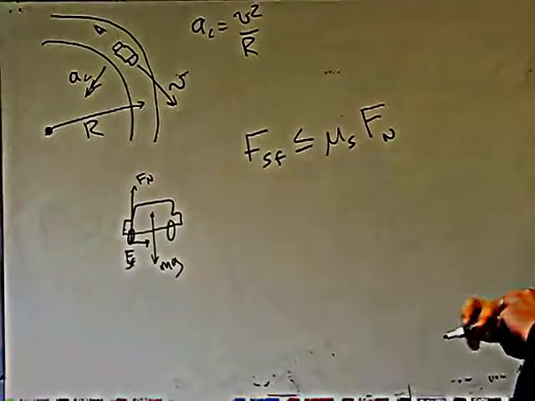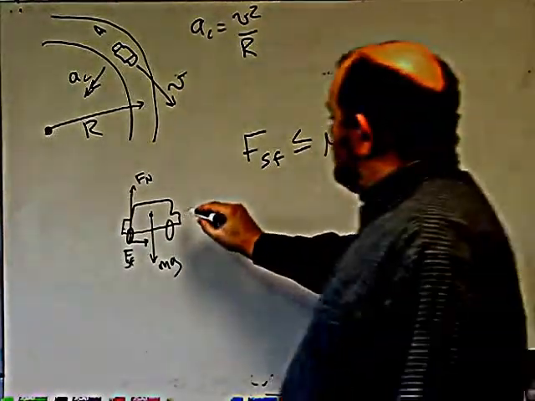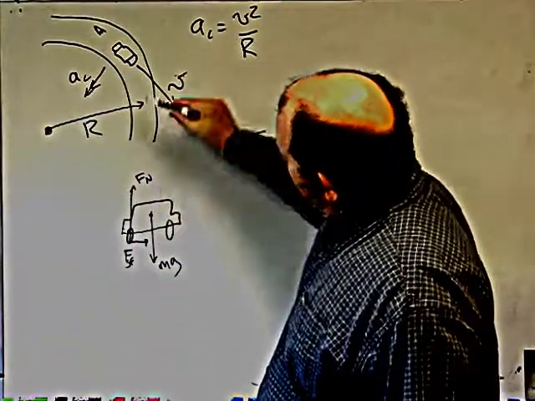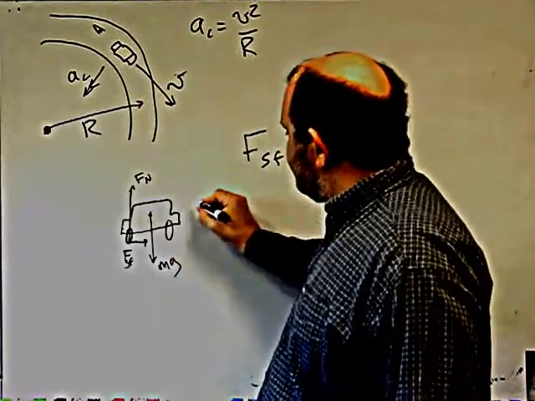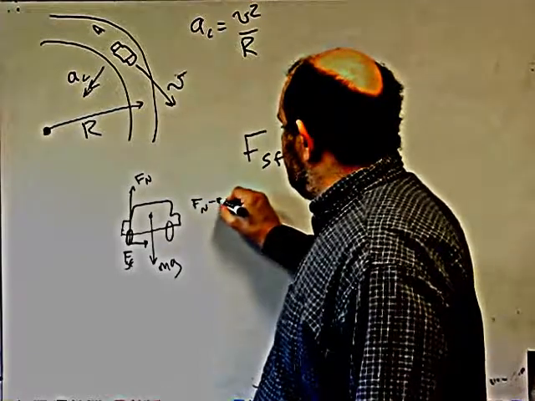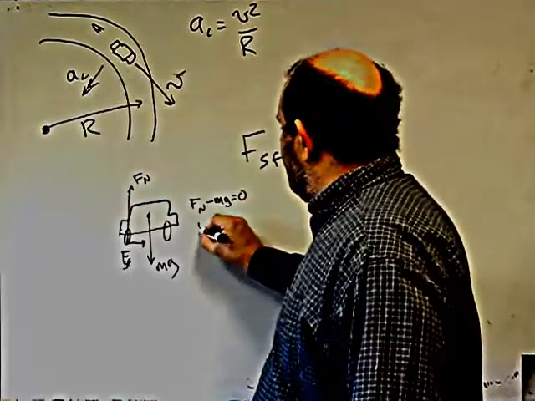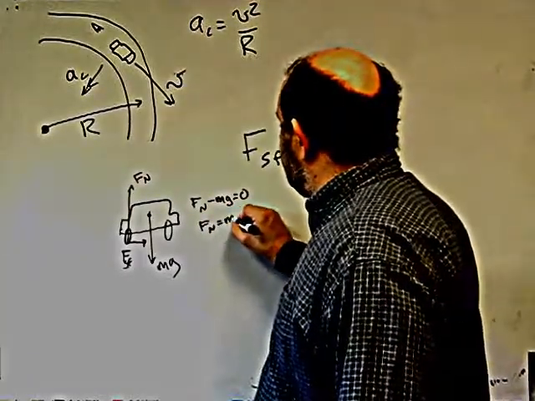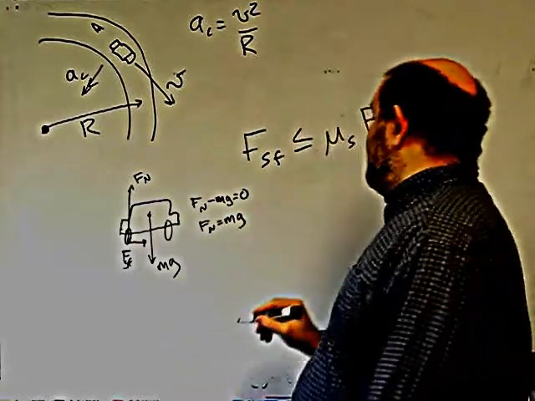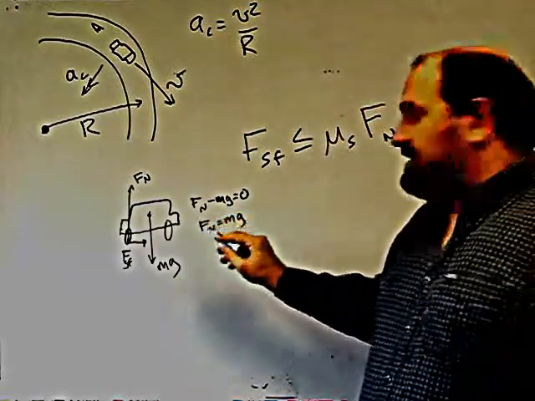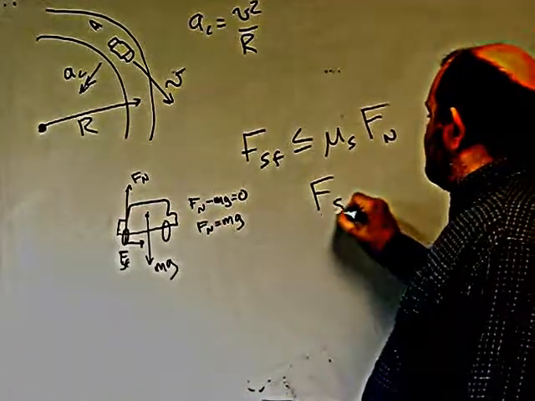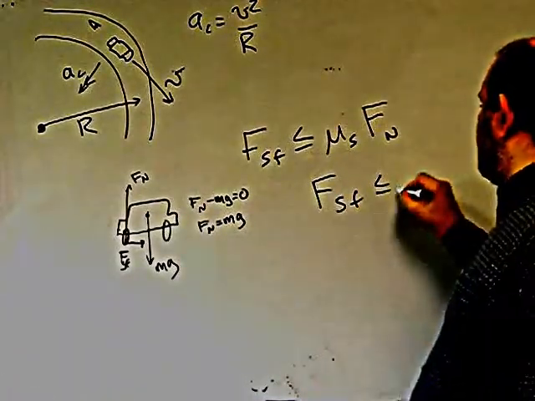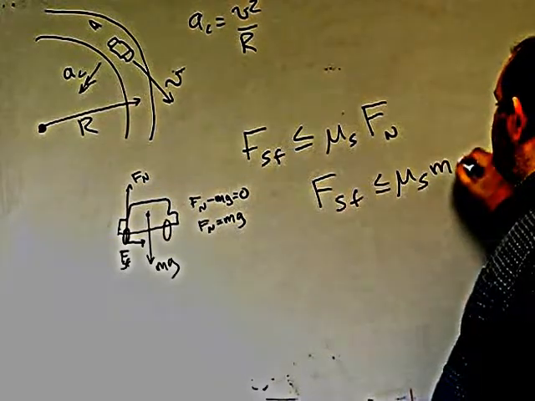Okay, well, so the normal force, if you look vertically here, the car's not going up or down. So if you look vertically, we know that there's no net force because it's not accelerating. So Fn minus mg has to equal 0 in this case. So we know that the normal force in this case is just equal to mg. You're always tempted to substitute that in because in lots of problems it turns out to be that way. So the force of static friction has to be less than or equal to mu s mg.